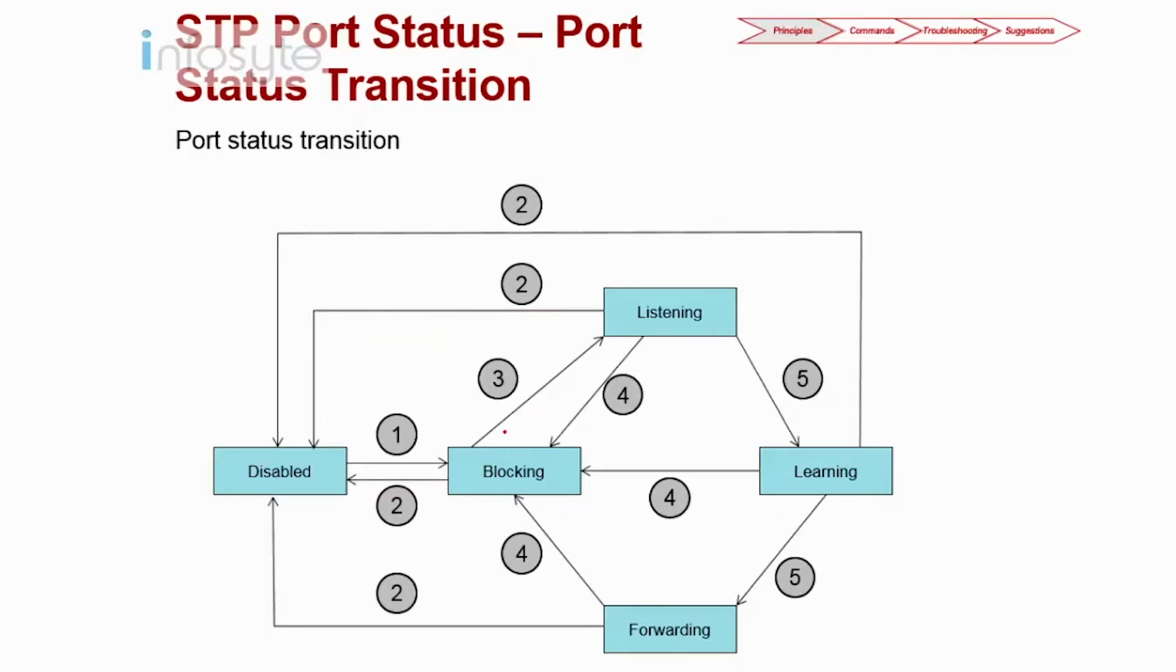As you can see, from blocking, you may go into the listening. Listening is where you transition yourself from the blocking. Maybe you become the root port or you become the designated port. Once you are in listening, after the timer expires, which is about 15 seconds, then you go from listening to learning and from learning to forwarding. Now at any time the link fails, it will still go into the disable. So these are the port transitions.